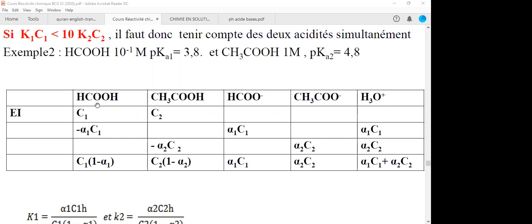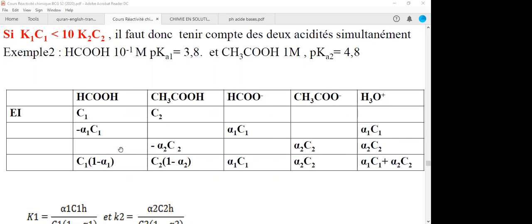We will take the decomposition of this one, meaning this other one we will ignore first. When this one decomposes, it will form its conjugate base HCOO-, and the number of moles formed for this acid is alpha 1 C1, and this is also the number of moles of H3O+ formed.